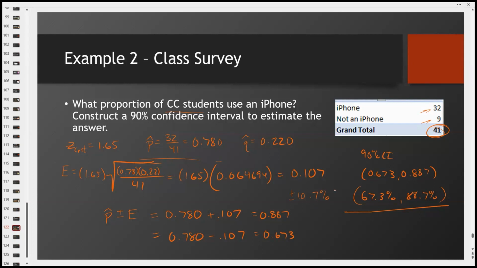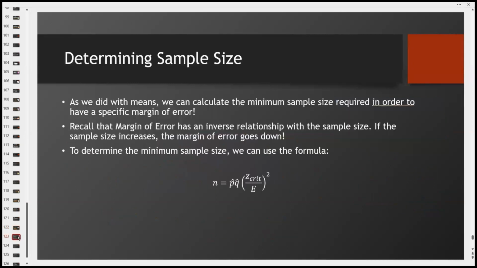As I mentioned here, one of the issues with the margin of error being so large, plus or minus 10%, is that the sample size is small, right? And you notice that we were able to calculate the required sample size for means when we wanted a certain margin of error for our mean values, right? We can do the same thing with proportions. We can calculate the sample size we would need for the proportional values. And it's exactly the same type of calculation.